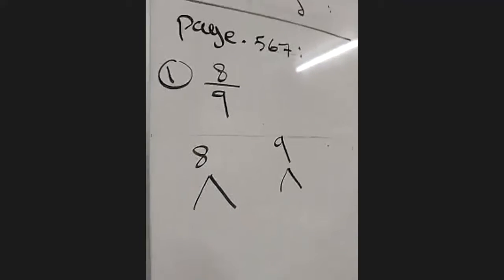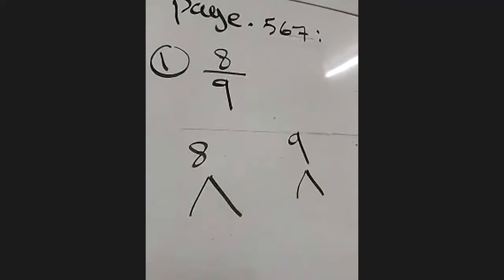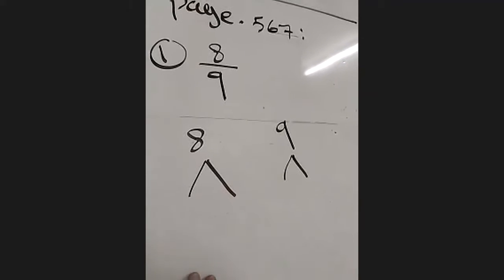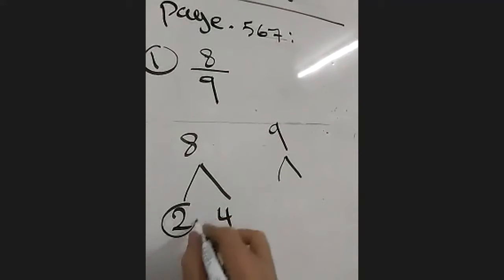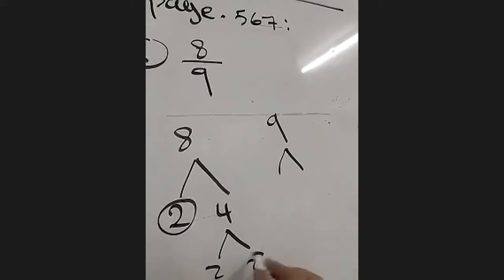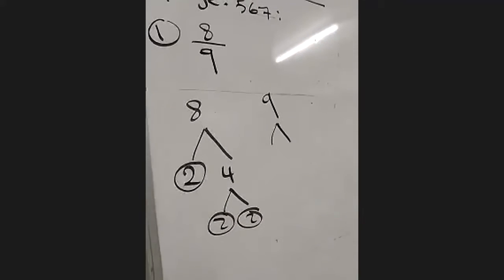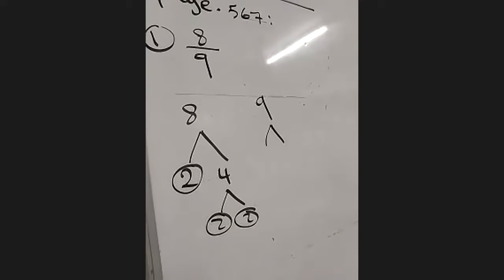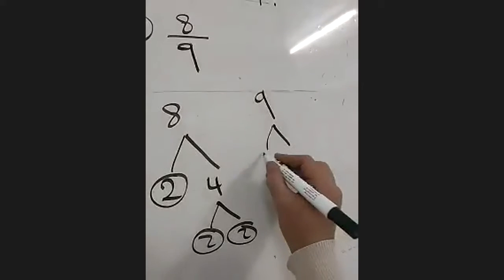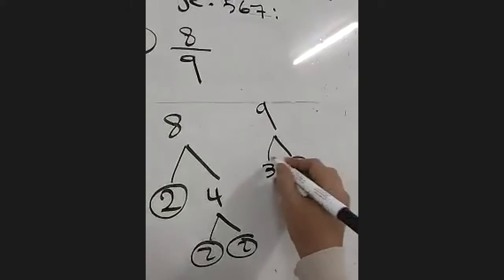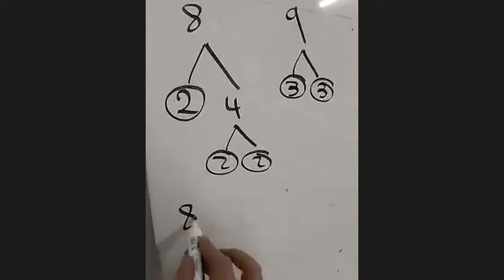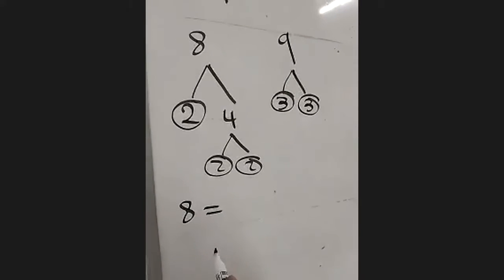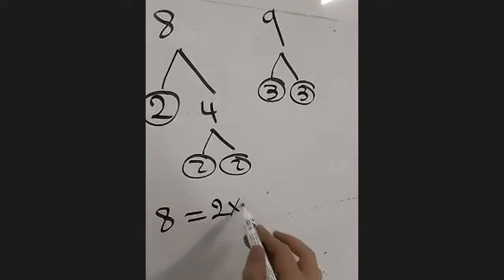Now, give me 2 numbers for 8. You know how to find the greatest common factor, right? Yeah, this I know. It's 4 by 2. 2 by 2, and the 2's are circled, right? Here the 9 has 3 by 3 only, right? What's the 8 equal? We know that. 2 by 2 by 2.